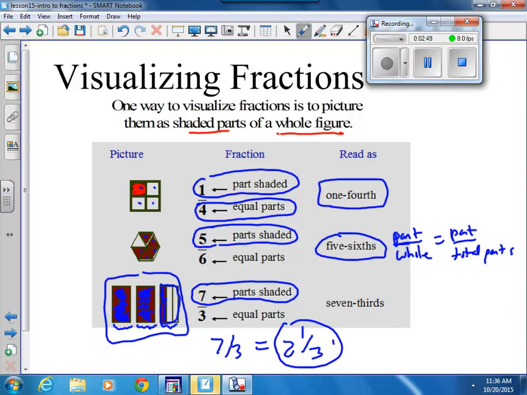So most people think in mixed numbers, and that's okay, more so than they do in improper fractions. So if you're looking at this saying, hey, that's 2 1/3, you're right. It's just that 2 1/3 means the same thing as 7/3. And if you forgot how to do that, we're going to talk about that in a moment.